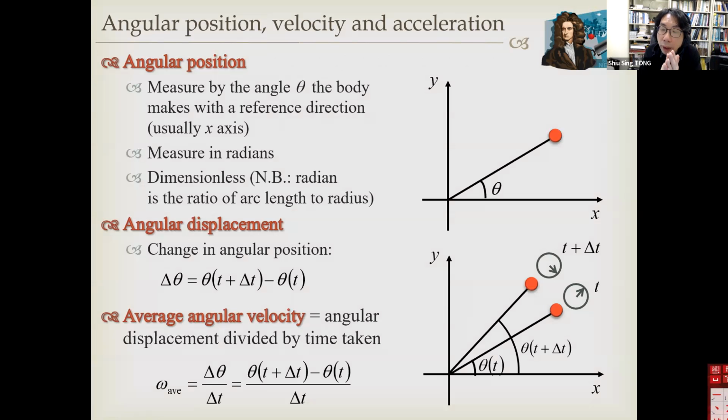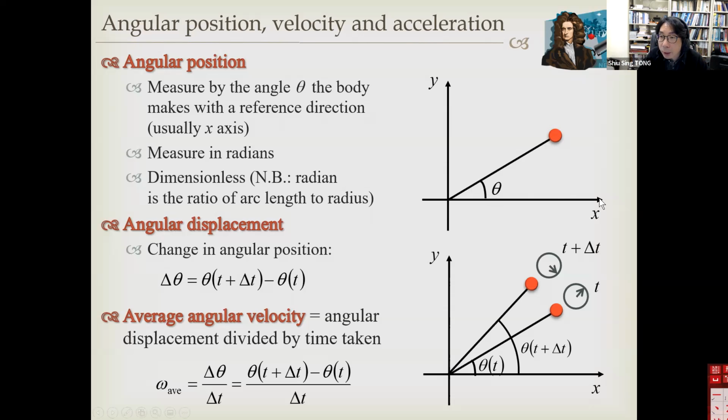Now, when we measure rotation, the important thing is that we are no longer using the linear position of the object. When we discuss one-dimensional motion, we measure the position of the object along a line, right? We assume it to move back and forth along that line. But now for rotation, we measure the position of the object not by its linear motion, but by the angle that the object moves. So when the object is, for example, at this position, we draw a line to connect the object with the origin.